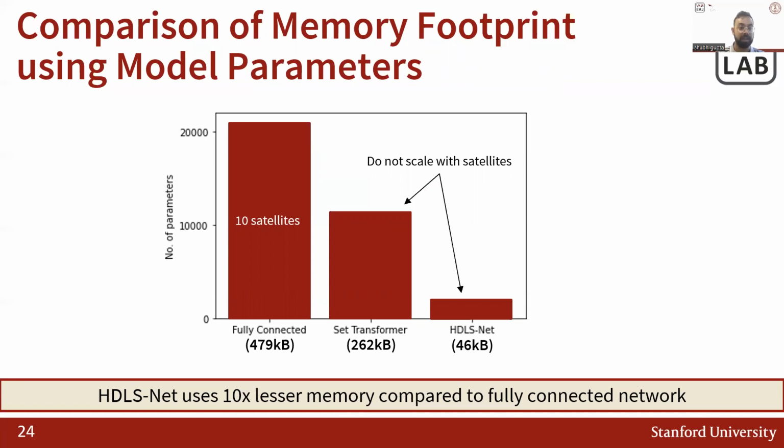Compared to that, set transformer does not scale with the number of satellites, but still requires a significantly high number of parameters and therefore higher memory. Compared to both of these, HDLS-Net requires minimal parameters, which is less than 10 times the memory required by fully connected networks.